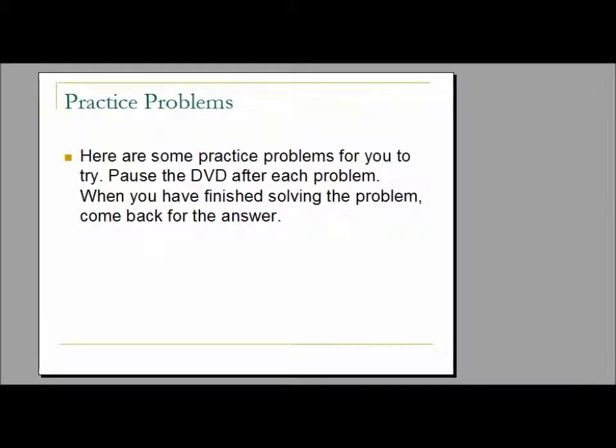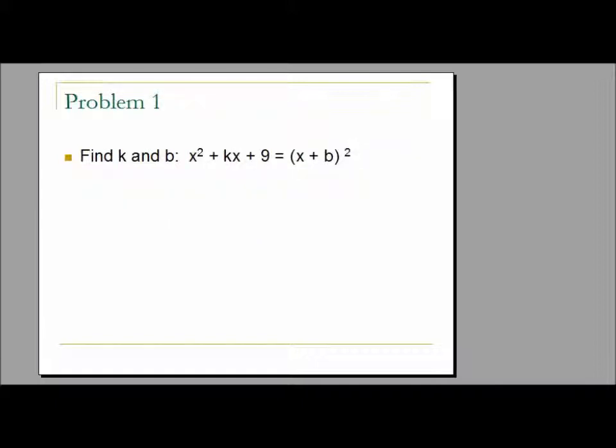Here are some practice problems for you to try. Pause the DVD after each problem. When you have finished solving the problem, come back for the answer. Problem 1. Find k and b when x squared plus kx plus 9 equals (x plus b) quantity squared.